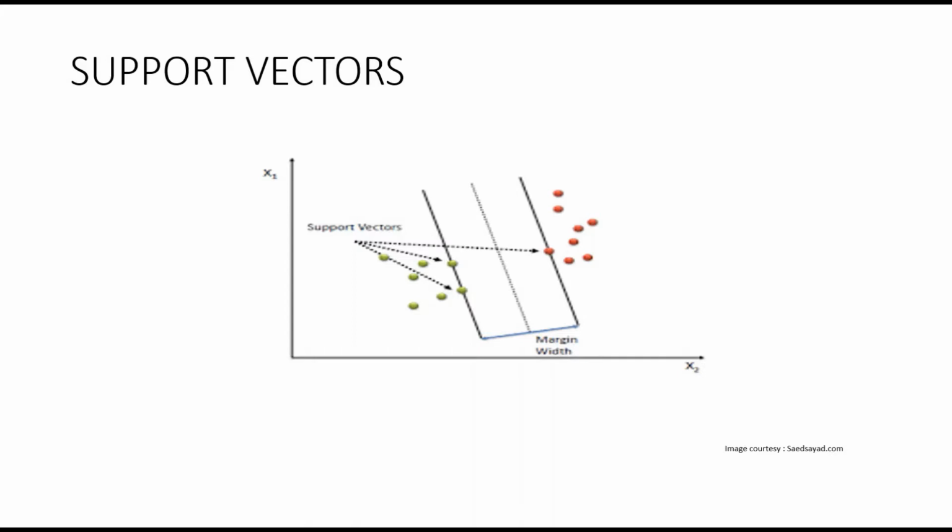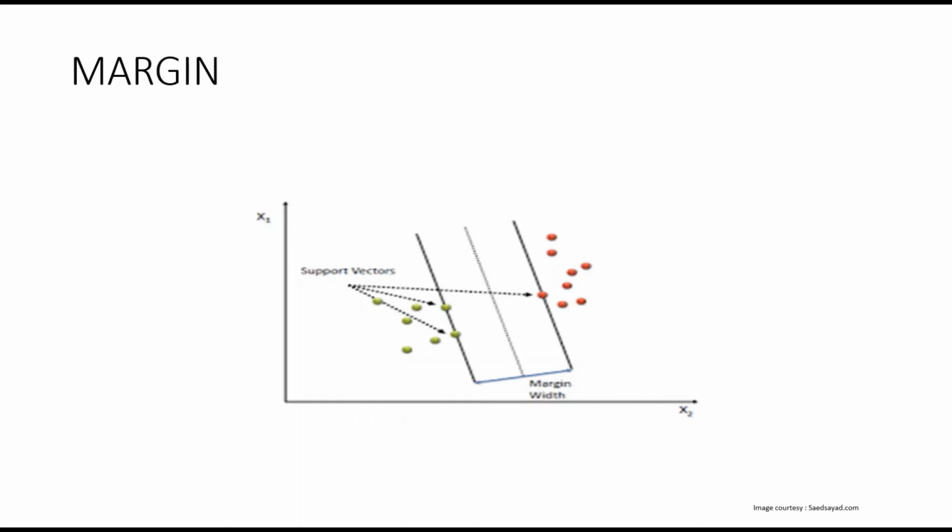Fine. Now I am talking about the margin, the margin width. What exactly is a margin? A margin is a gap between the two lines on the closest class points. This is calculated as the perpendicular distance from the line to support vectors or closest points. If the margin is larger in between the classes, then it is considered a good margin. A smaller margin is a bad margin.